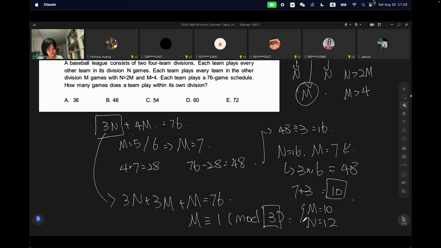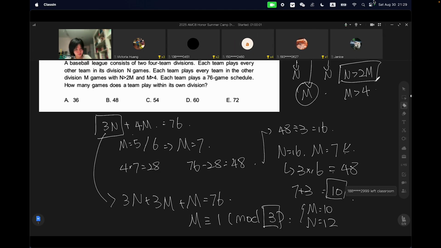And this also seems to work, but remember that n is larger than 2m. So in this case, 12 is not larger than 2 times 10, so this does not work. And our only solution would be n equal to 16 and m equal to 7. So the final answer would be 3 times 16 equals 48.